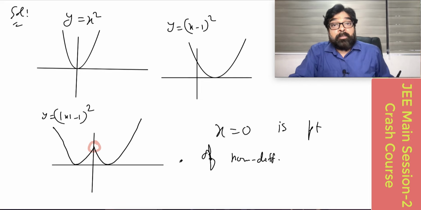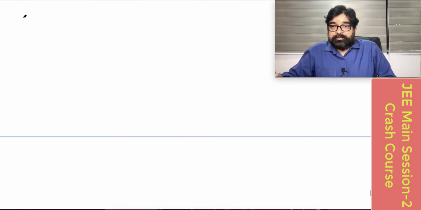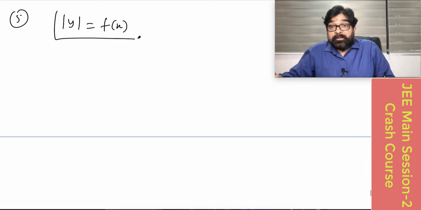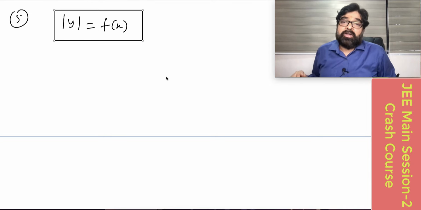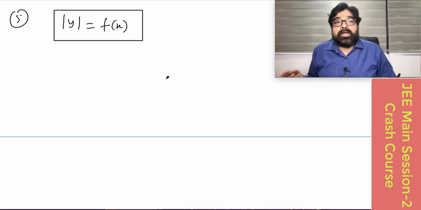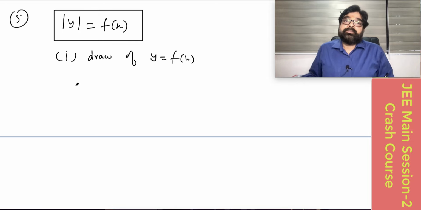So this is the f of mod x method. Now let's go ahead and see the next one. Fifth one: mod y equal to fx. Imagine there is a mod on the y. If there is a mod on the y, what exactly has to be done in that case? The first step is the same: draw y equal to fx.